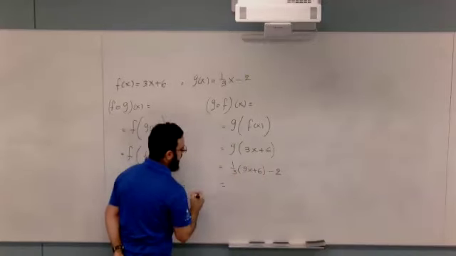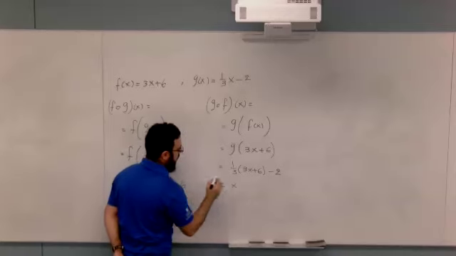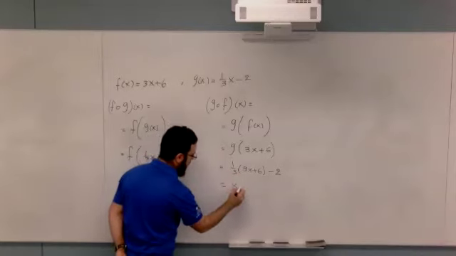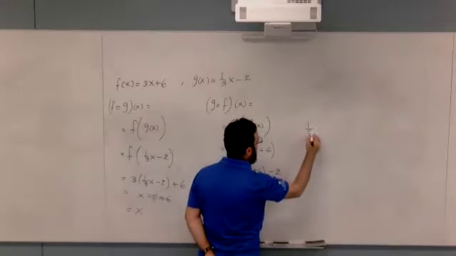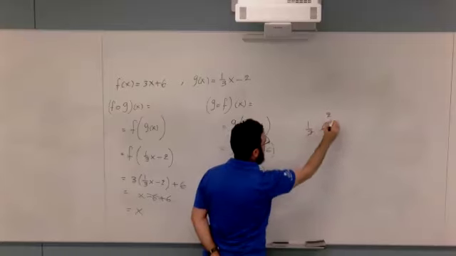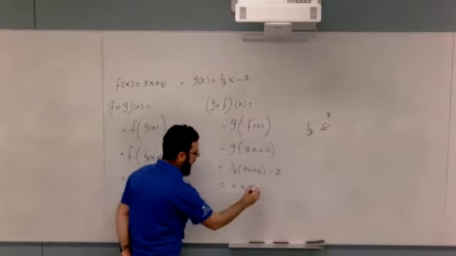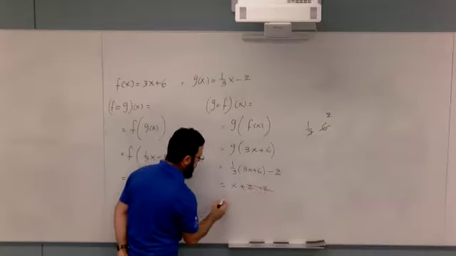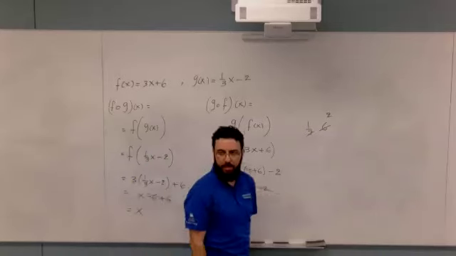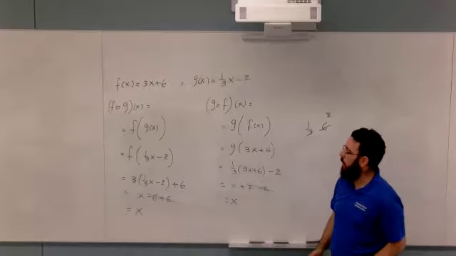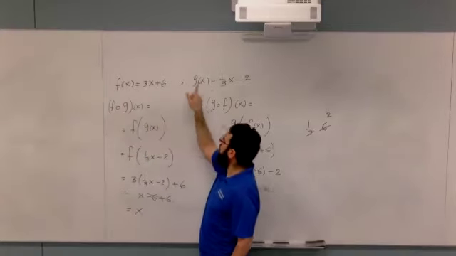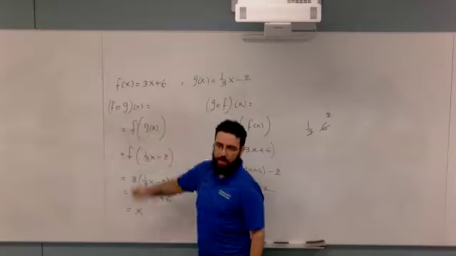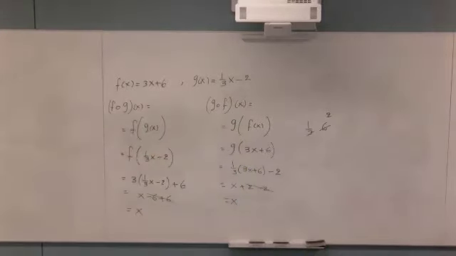Now 1/3 times 3x. 1/3 times 6, no, 2. 1/3 times 6, so it's going to be what? 2, and minus 2. 2 minus 2 is 0. So what's left? X. What does that mean? That means we proved that f is the inverse of g and g is the inverse of f. Is that okay? By using composition.